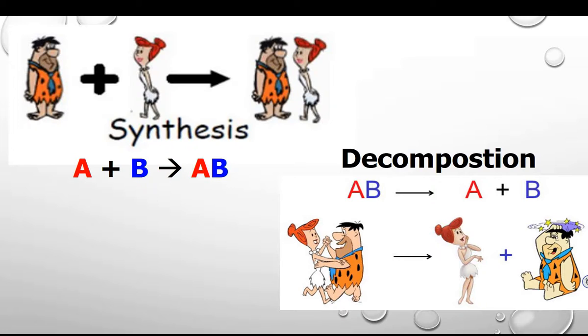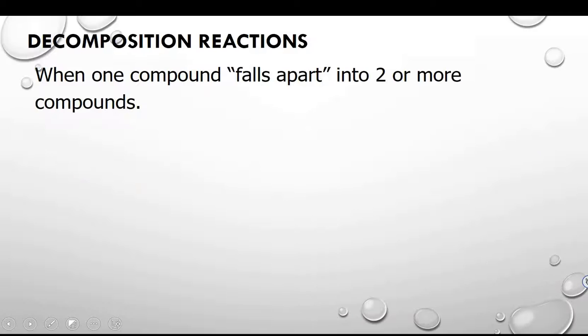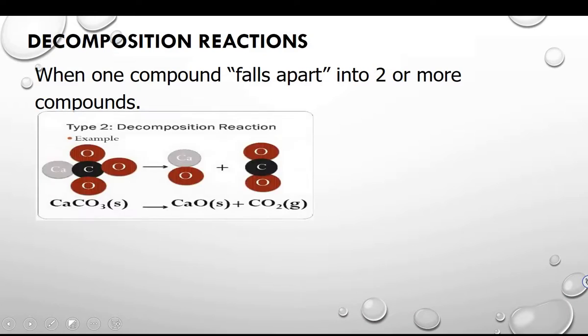Same thing with decomposition. It can start with 1 compound and go to 2 elements, or 1 compound and go to 2 compounds, or 3 compounds, or 2 compounds and an element. As long as it starts with one thing and breaks down, it's a decomposition. So if it goes from 1 to 2 or more, it's a decomposition. If it starts with 2 or more and goes to 1, it's a synthesis or combination. Okay? So decompositions basically fall apart.